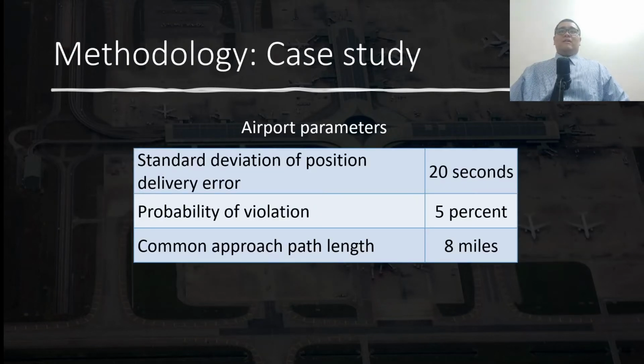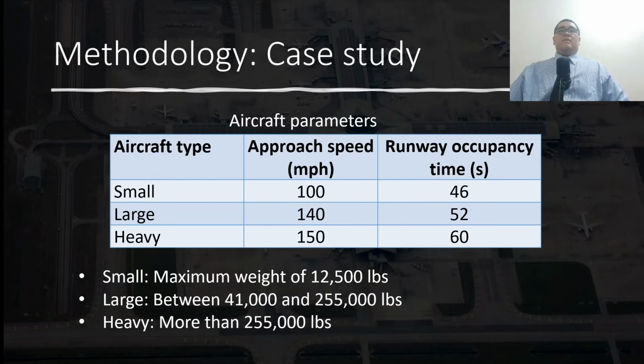Now we will conduct a case study. These are the airport parameters that we chose for our default scenario. The standard deviation is 20 seconds, the probability of violation is 5%, and the common approach path length is 8 miles. And these are the aircraft parameters that will be used for our case study.